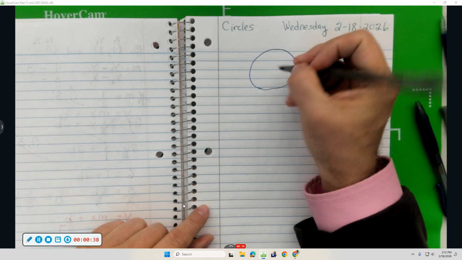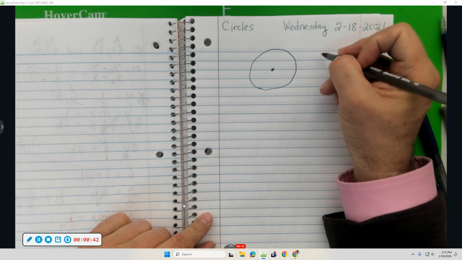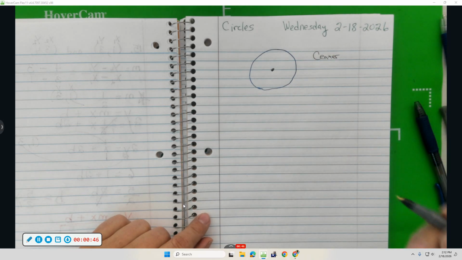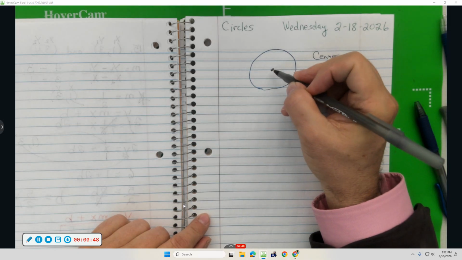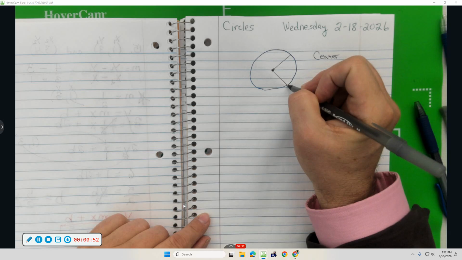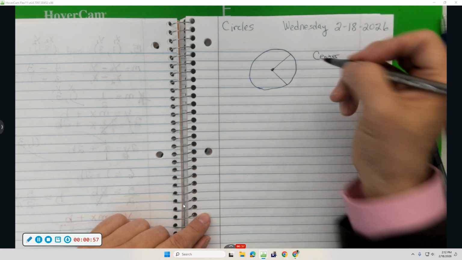You know that there's a point right in the middle that's called the center, and that the distance from the center to any point on the outer edge, what's that called? The radius, okay.